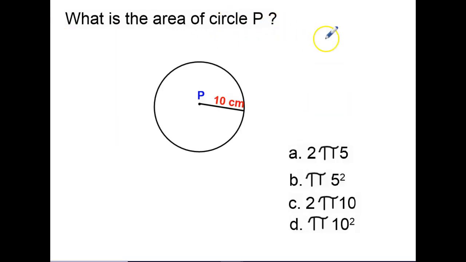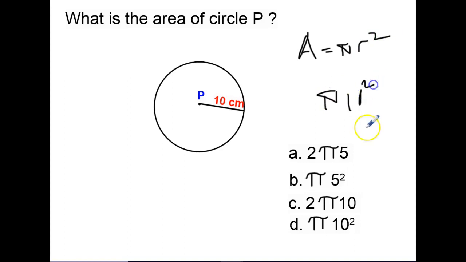Finding the area of the circle is basically using the area formula. It is on your formula sheet. Area equals pi r squared. So for this one, it's going to be pi 10 squared.